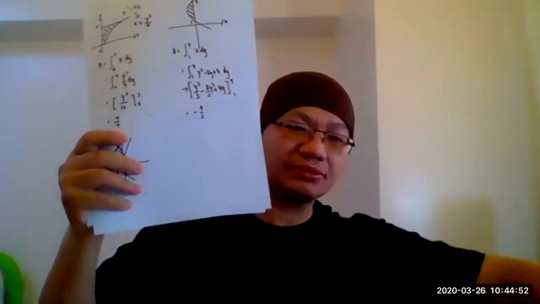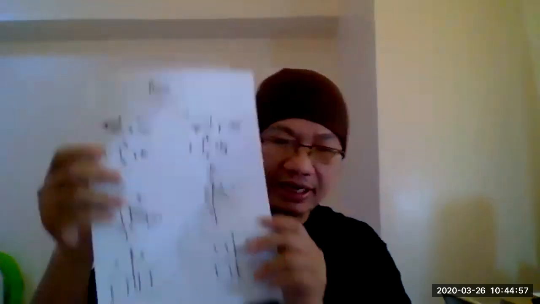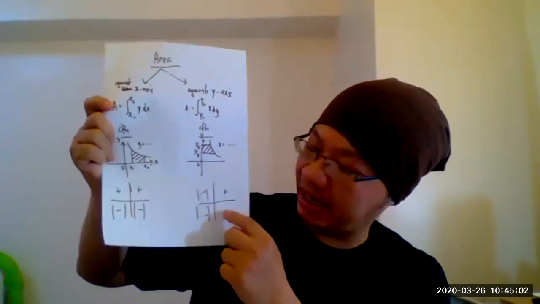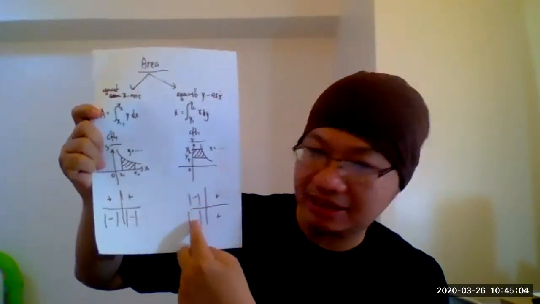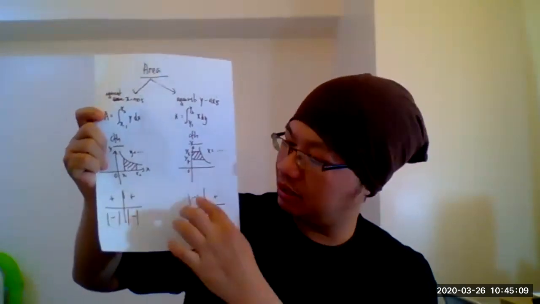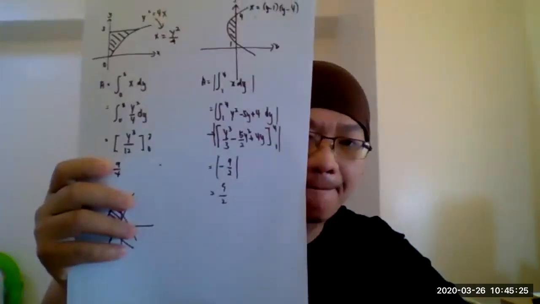Now, the answer is negative. Why negative? Because look at this one here. The answer is positive in the first and the fourth quadrant, but the answer in the second and third quadrant will be negative for the y axis. That's why when you get a negative answer, you must put the modulus from the start until the end of the step.